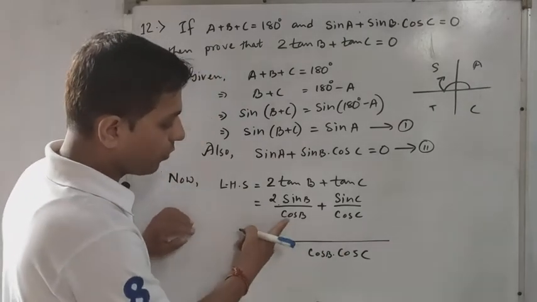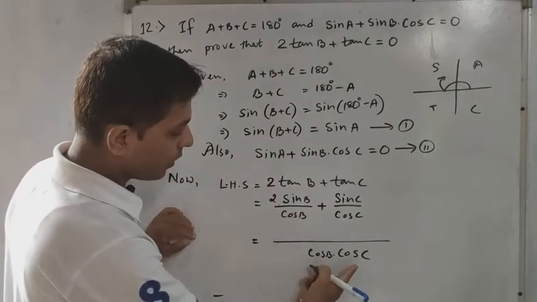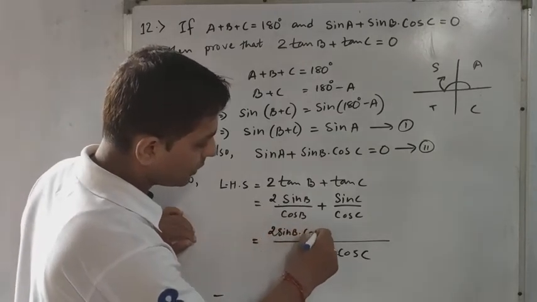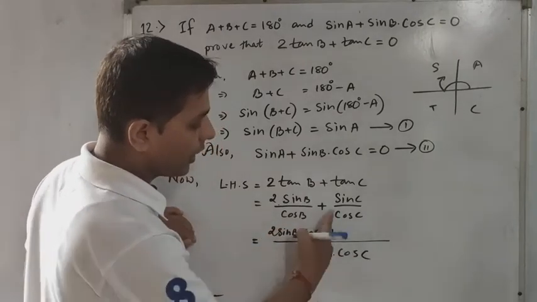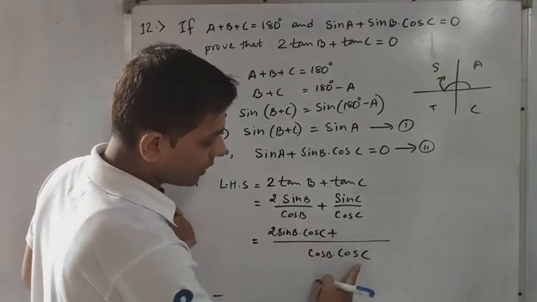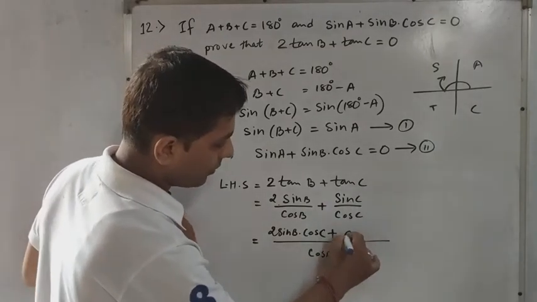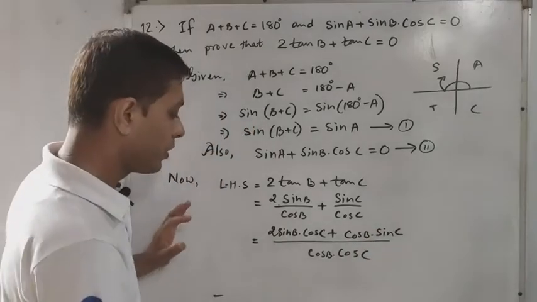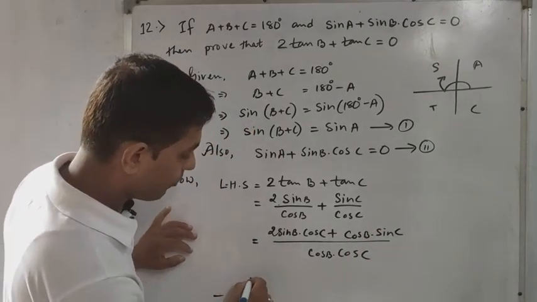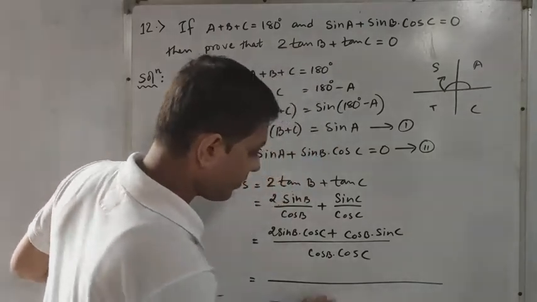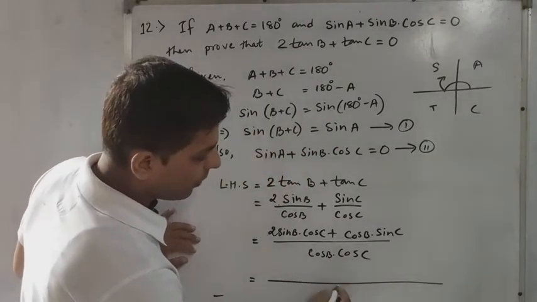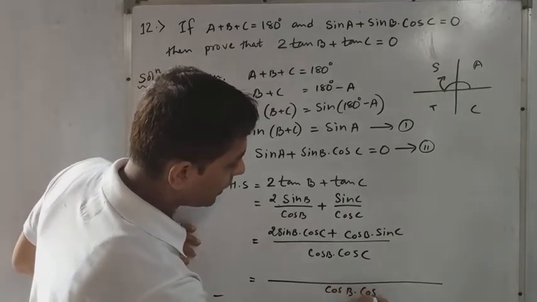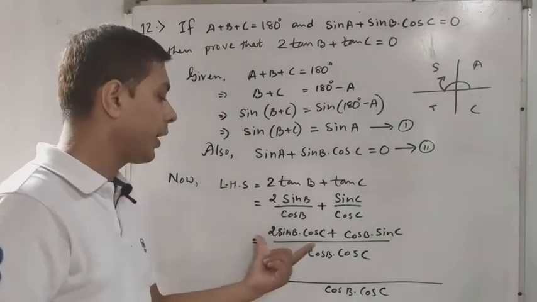If cos b cancels, we get cos c into sine b, that is 2 sine b into cos c, plus cos c cancels, cos b into sine c. So hope you have understood how I have taken the LCM. After that, the denominator part will remain as it is, cos b into cos c.